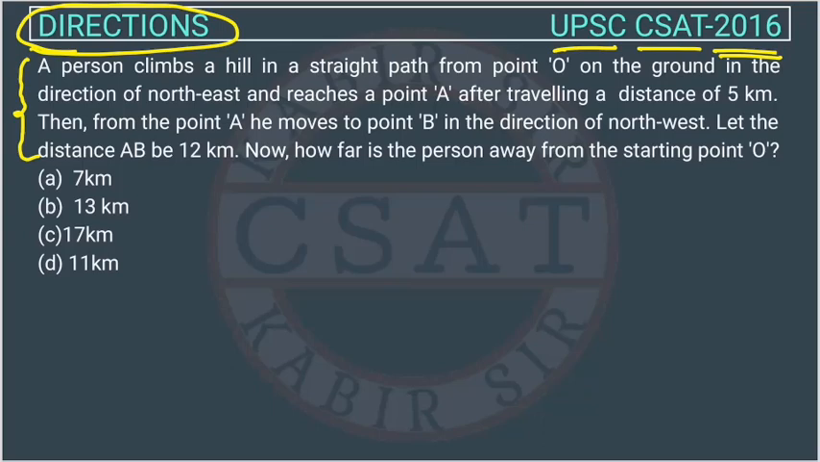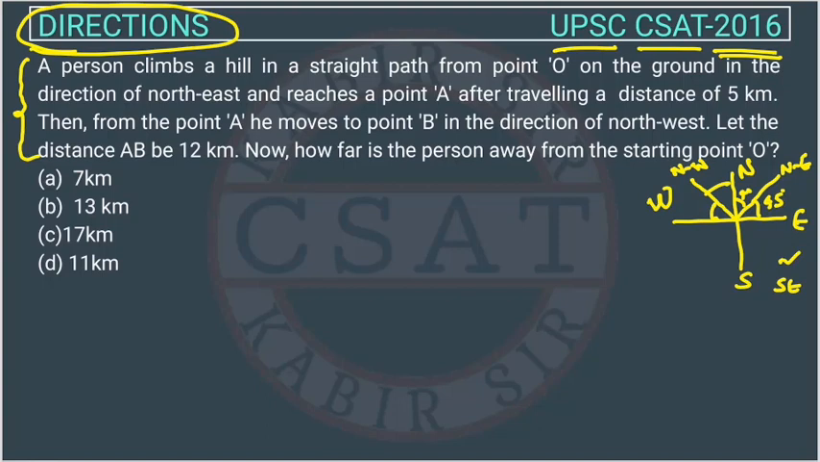So whenever we have a direction question, what should we do? We should draw this diagram. This is north, this is south, this is east, and this is west. This will be northeast, and this will be 45 degrees from each side. Similarly, this will be northwest, and here also the angle will be 45 each. Similarly, this will be southwest, and this will be southeast.